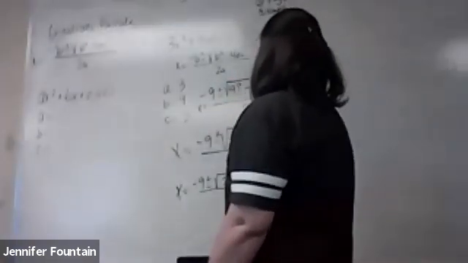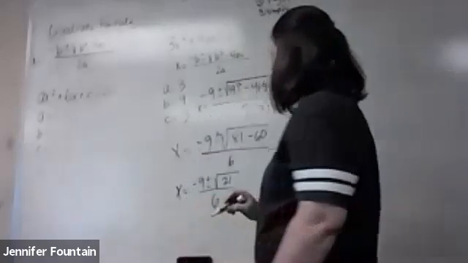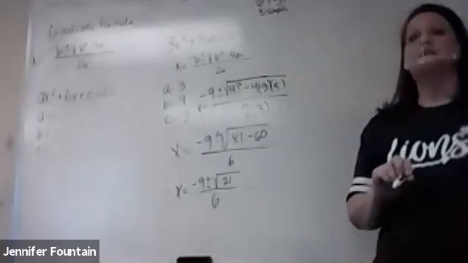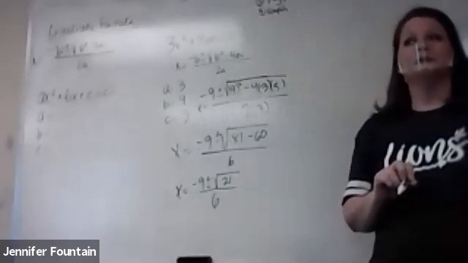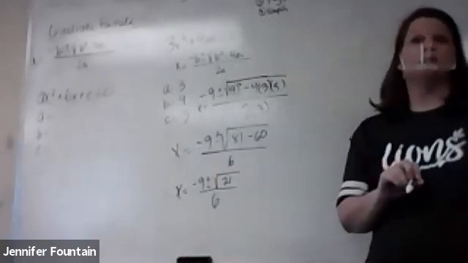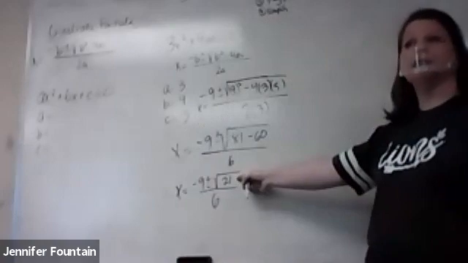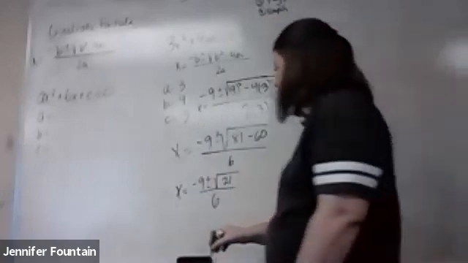Okay, the least complicated: negative 9 plus or minus the square root of 21 over 6. Now, is there something I can simplify here? 9 and 6 are both divisible by 3. 21 is 3 times 7, so I know 3 and 7 are both prime factors. There's nothing I can simplify there.